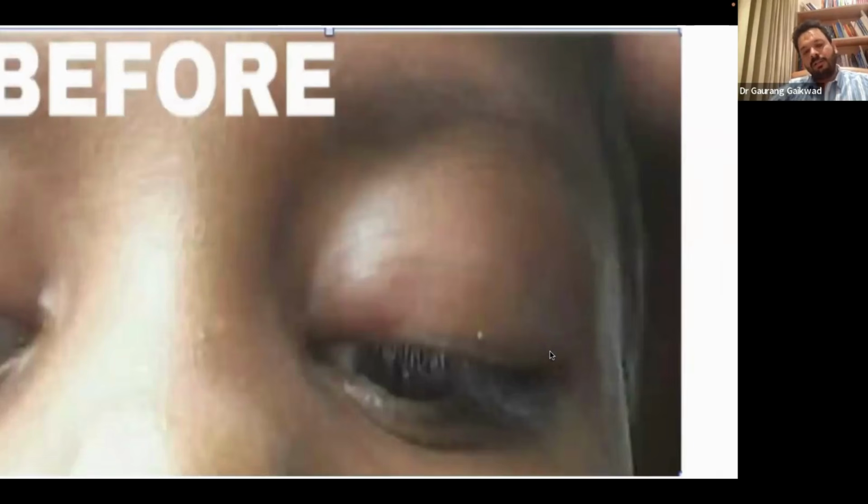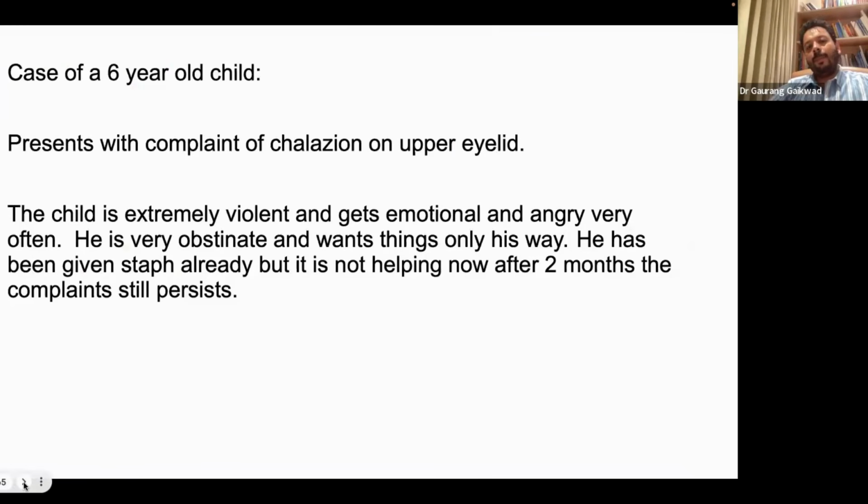So this is the case of a chalazion you can see here, and the mother brought this child to see me, and she gave me a very short history. This is one of the cases which you will see in your clinics where the patient gives very short symptomatology, and you have to prescribe based on very short symptoms, right? So how to prescribe in cases with very few symptoms, even that is a very important art, and I feel that it's very important to master this art.